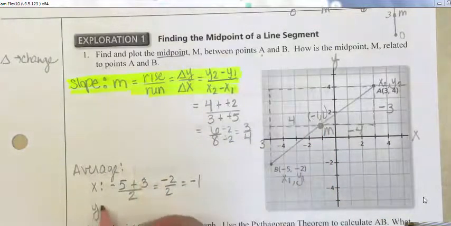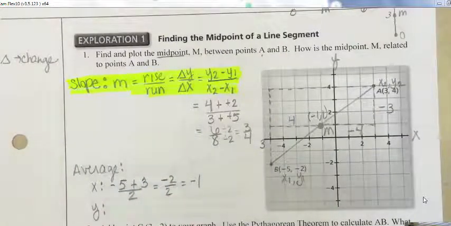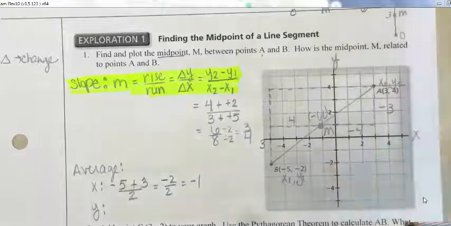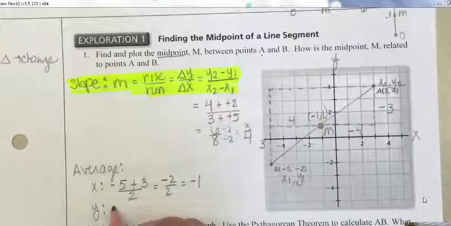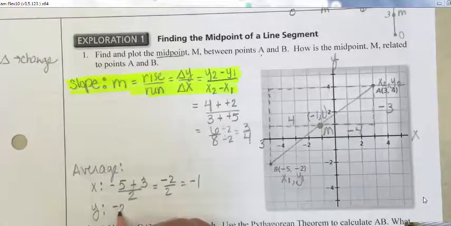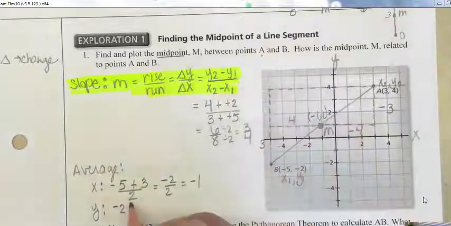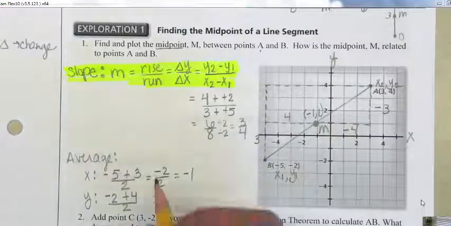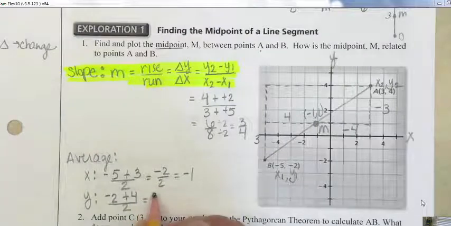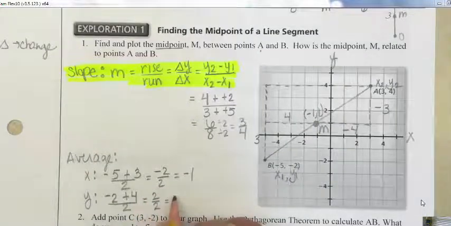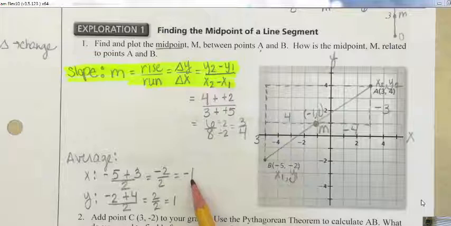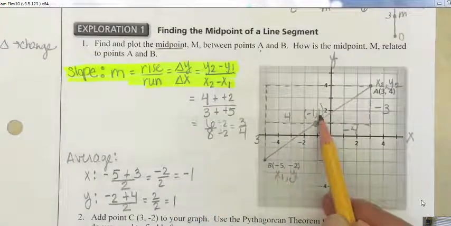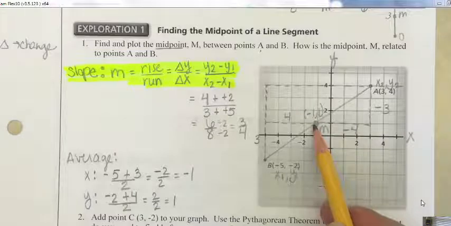I'm also going to do the average of the y values. So now, looking at the y values, take these two y values and average them. So I'll take negative 2 plus 4, divide by 2. That'll equal 2 over 2, which equals a positive 1. So you can see my x coordinate's negative 1, my y coordinate's positive 1. So that is exactly where my midpoint is.